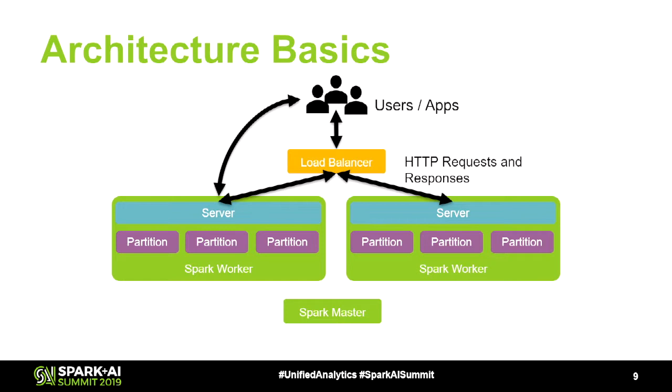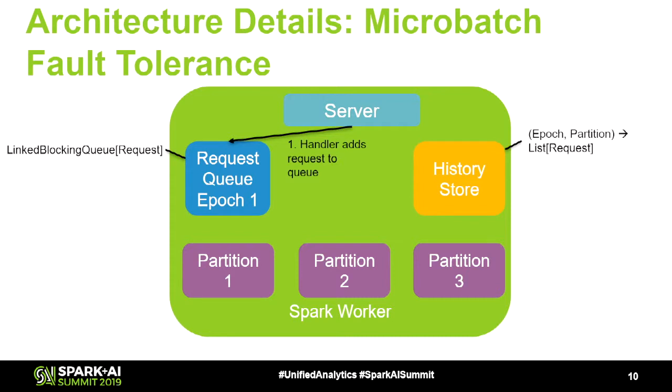Now we can zoom in on one of these Spark workers and actually trace the path of what goes on. I think a good example of doing this is to see how fault tolerance works, because you see not only the main path of code, but you also see the path if something goes wrong. So on each one of these workers, you have a single server, and we do this for efficiency, and we also do this so that it fans out across the partitions a little bit better. And every time it gets a request, it stores it in a linked blocking queue.